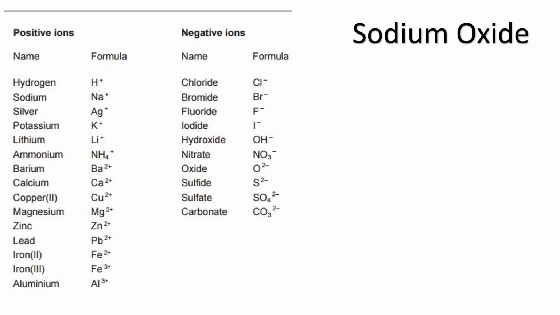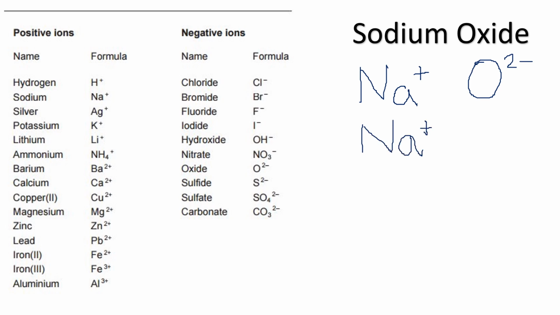Next up is sodium oxide. The sodium ion is Na+, and the oxide ion is O2-. Now hopefully we can see here this is not balanced and we're going to need a second sodium, Na+, to balance out the charges, and therefore your formula will be Na2O. 2 sodiums, 1 oxygen. We always put the metal first.